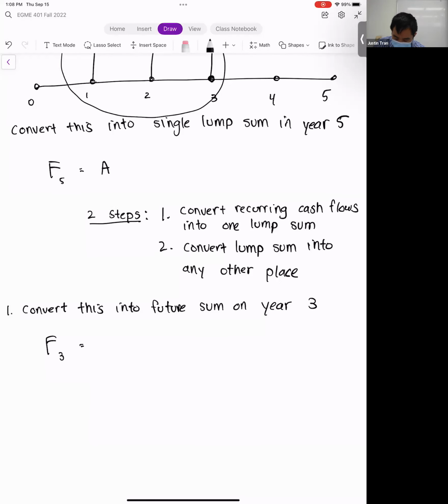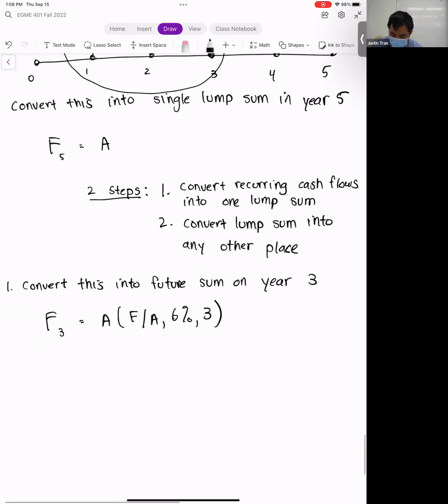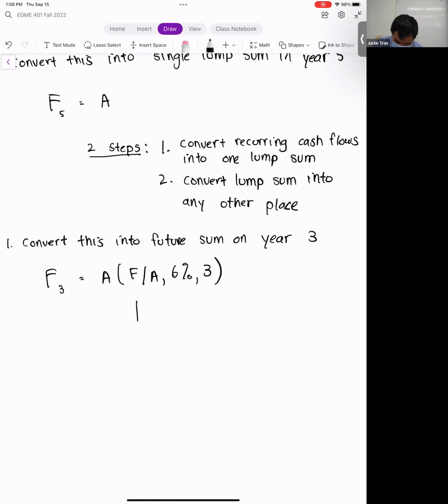And so F3 will be F over A, 6, what did I say, 6%? Interest rate doesn't matter. We're not actually computing anything. And 3, okay? And so for these non-standard conversions, what I recommend is to draw all the intermediate cash flow diagrams so that you can see the conversions taking place. Okay.